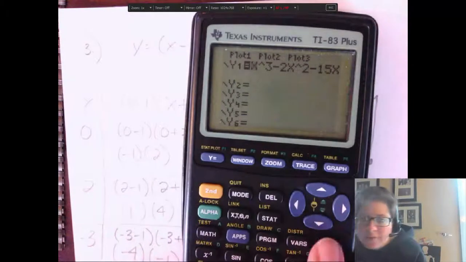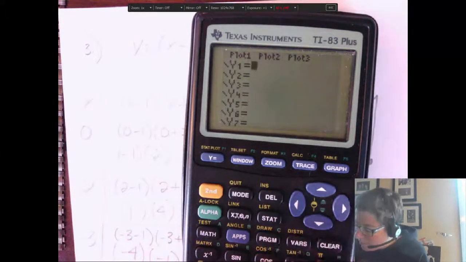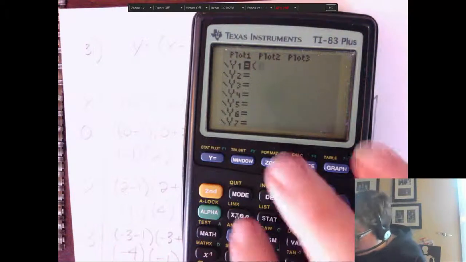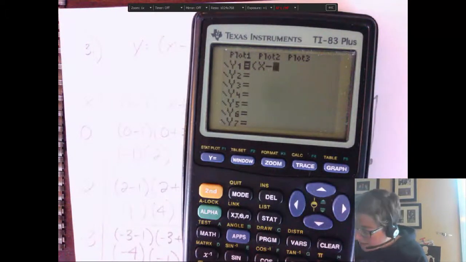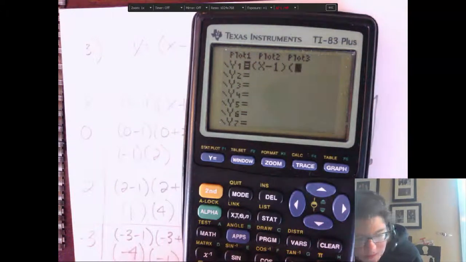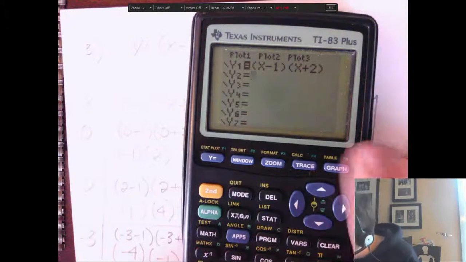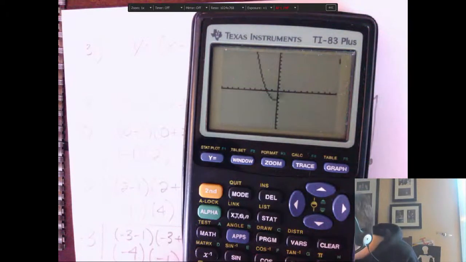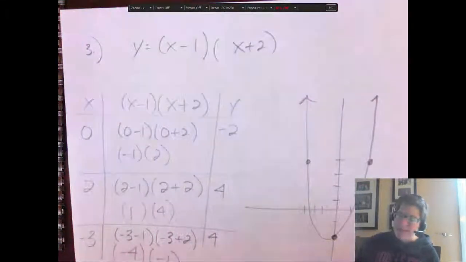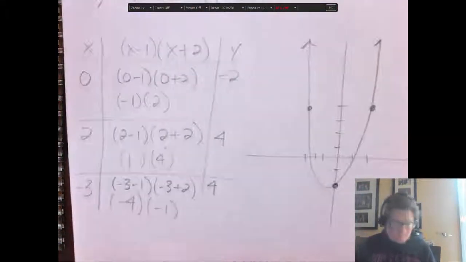I'm going to clear off what we saw before, and the parentheses on this calculator are here. If you're using one online, then you just use the parentheses on the 9 and 0 on the keyboard. So x plus 2, graph that sucker. Ta-da! There you go. You get the same kind of graph that we got. So either way, this one is by hand, this one's on the calculator.